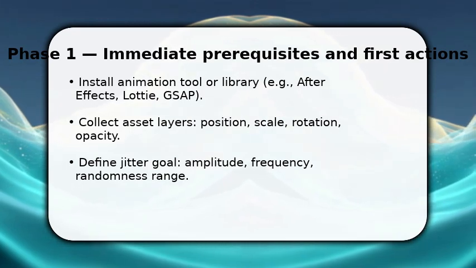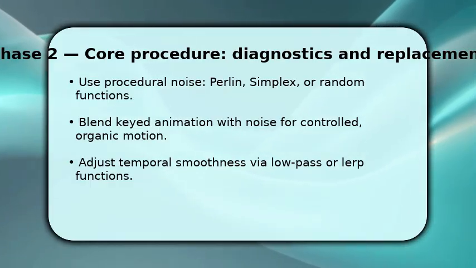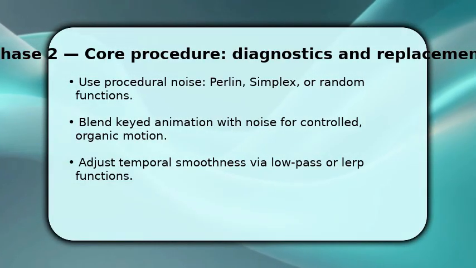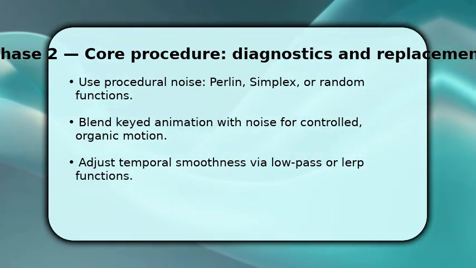You now add the core jitter. Apply noise to position, rotation, or scale with an expression or script. Noise creates natural, non-repeating micro-variations that feel alive.